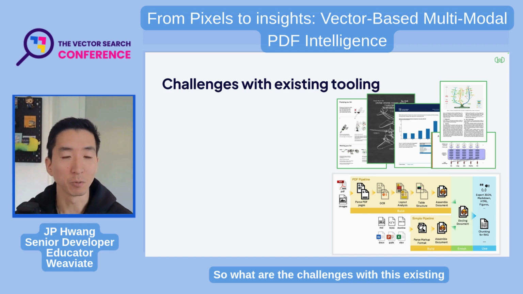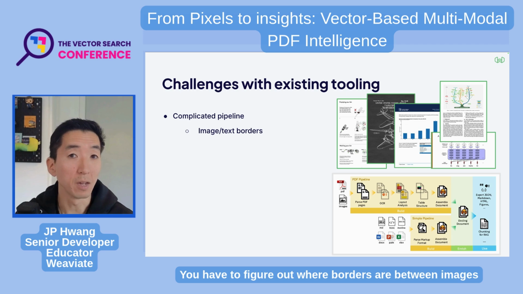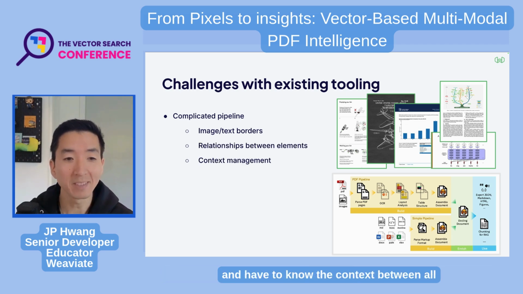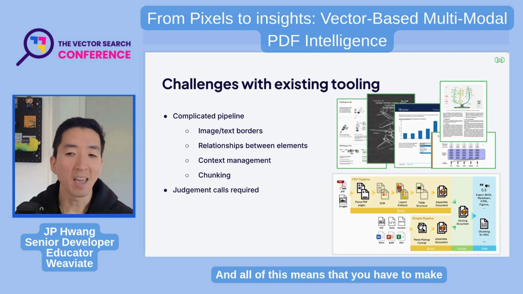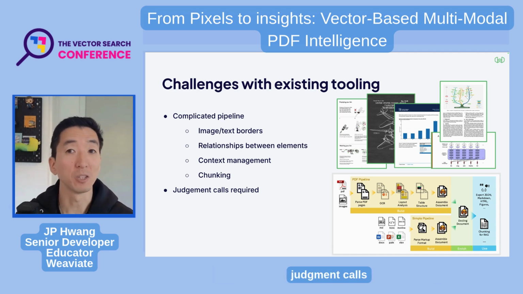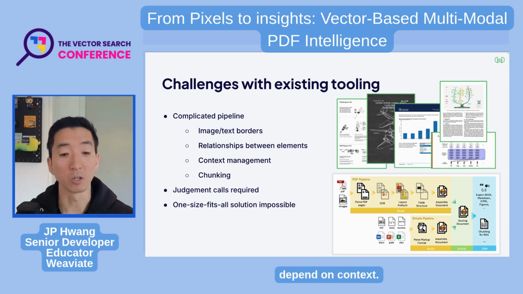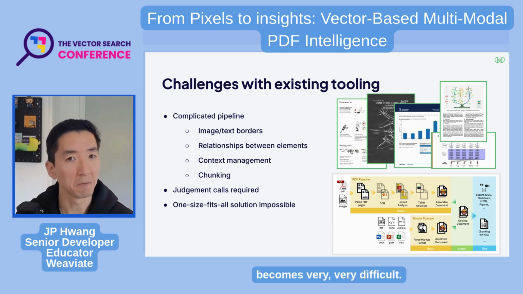So what are the challenges with this existing tooling? Well, as I mentioned before, it is quite complicated, right? You have to figure out where borders are between images and text. You have to figure out the relationship between these elements, and you have to know the context between all of these elements in between. There's chunking decisions to be made, and all of this means that you have to make judgment calls all the way along the process. And that also means that those judgment calls would depend on context, and having a one-size-fits-all solution becomes very, very difficult.